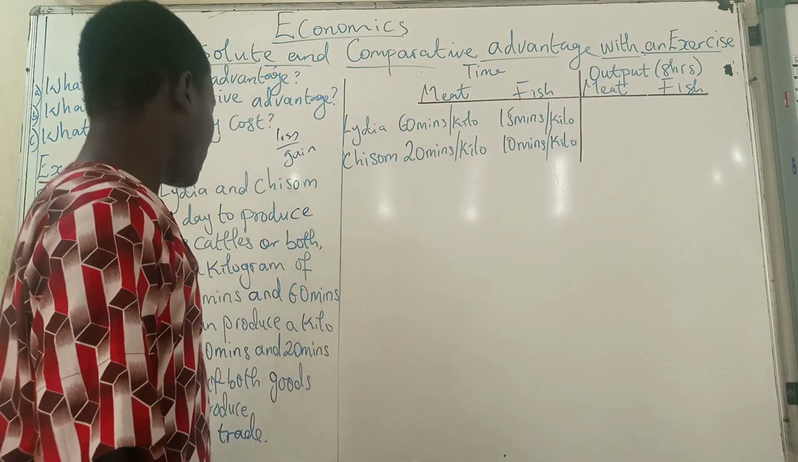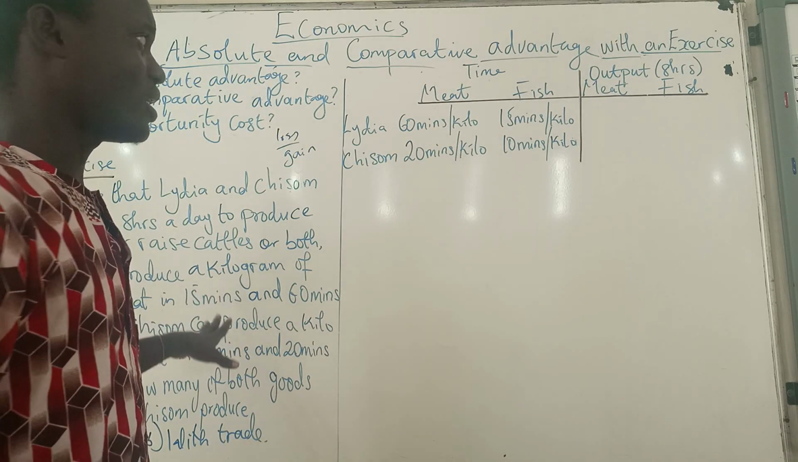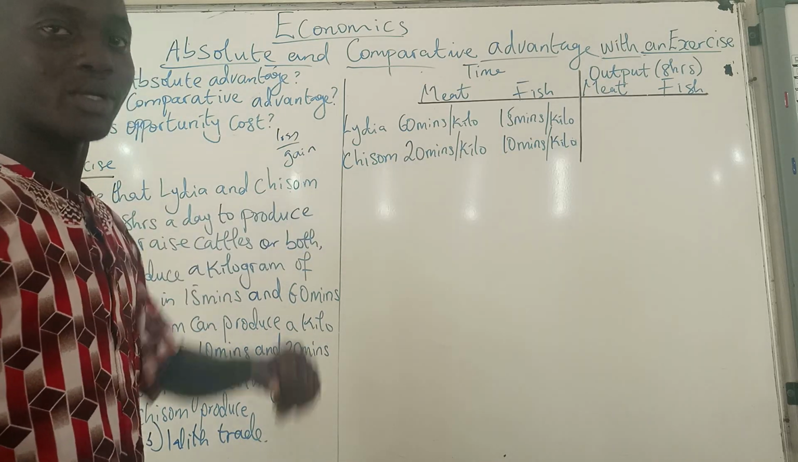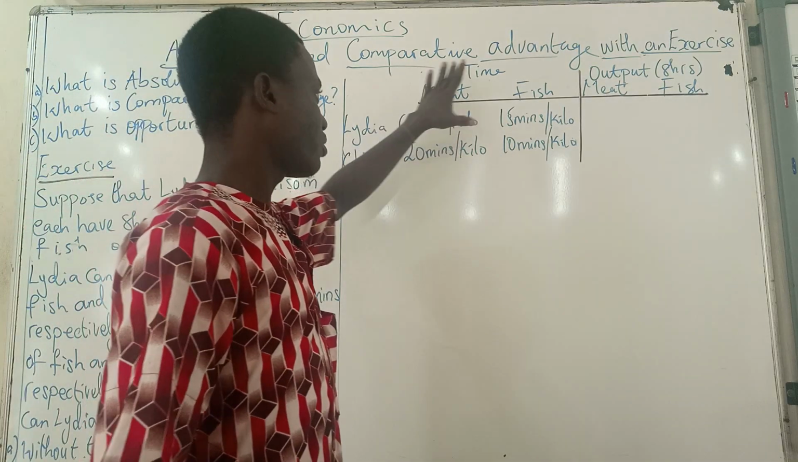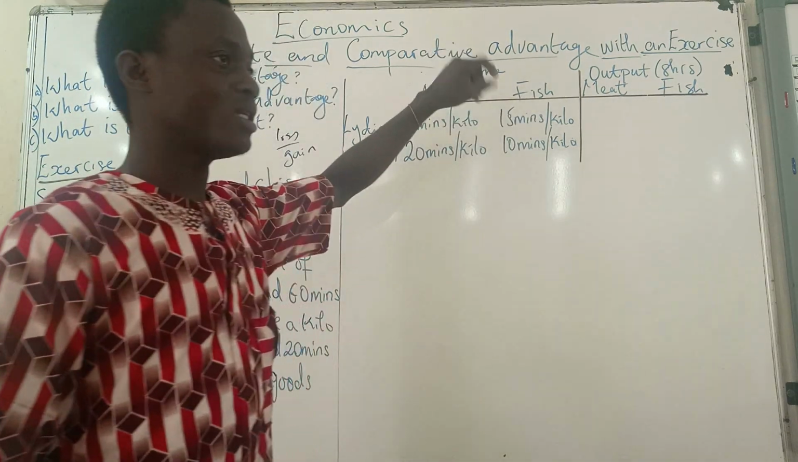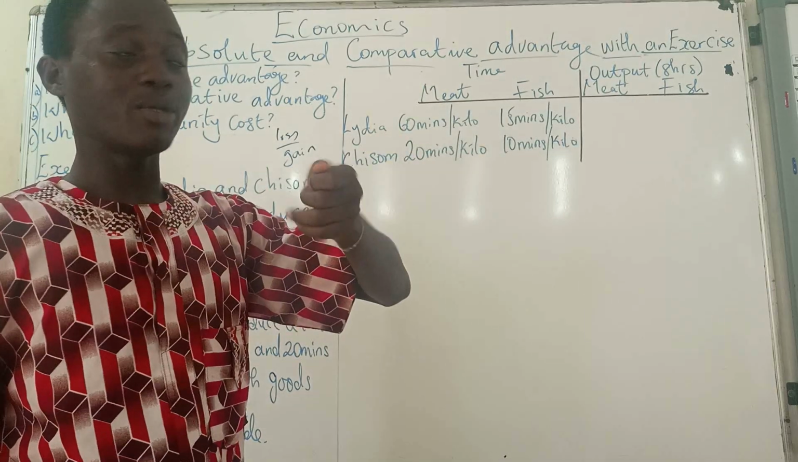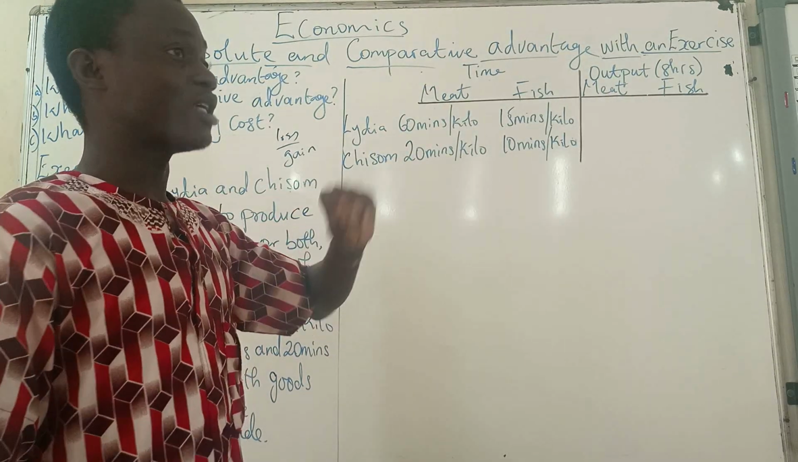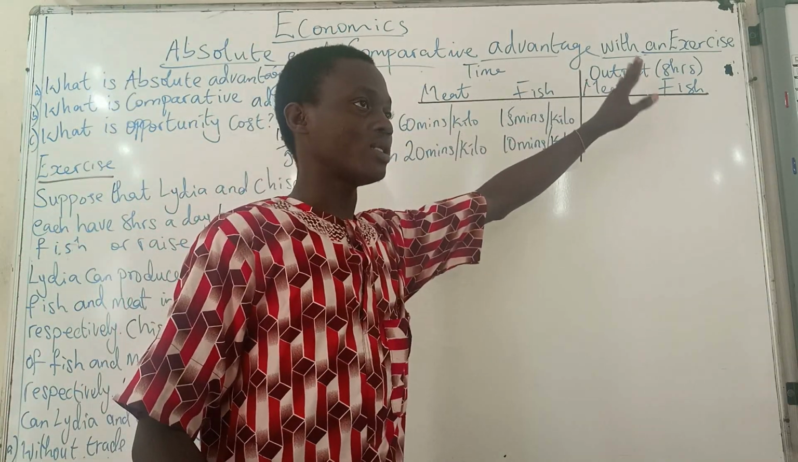Alright, so I've expressed everything that looks like English grammar here. This is more like a comprehension passage, so I've expressed them in things that we can work with. So for Lydia, we have meat, this is the column for meat, this is for fish. This is the time it takes them. In this particular case, we are talking about their resources. The resource that they are making use of is their time. We are assuming that there is no other resource. So their time, then the output that they will produce in 8 hours.